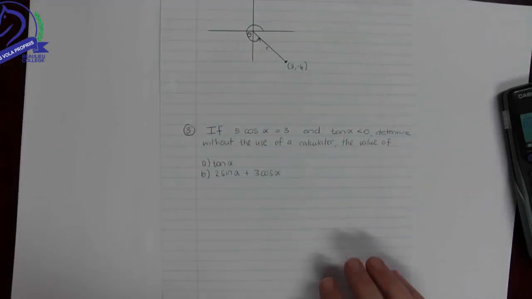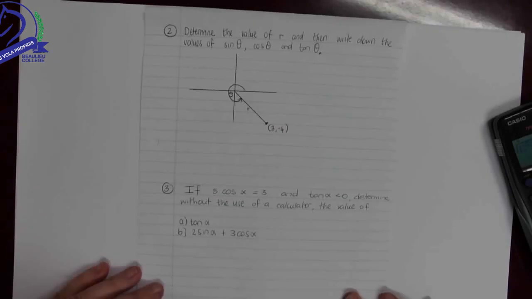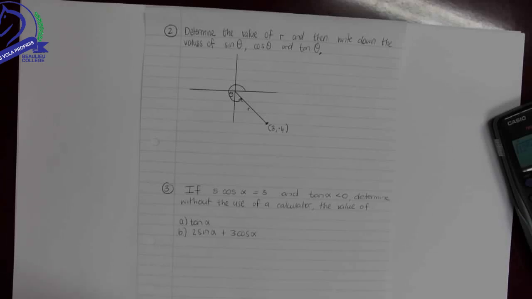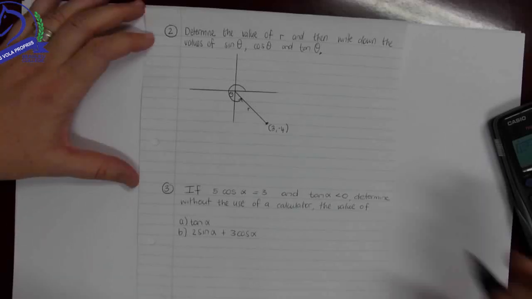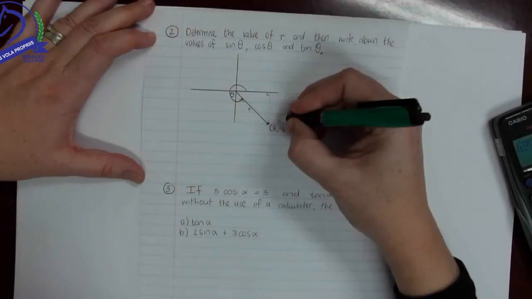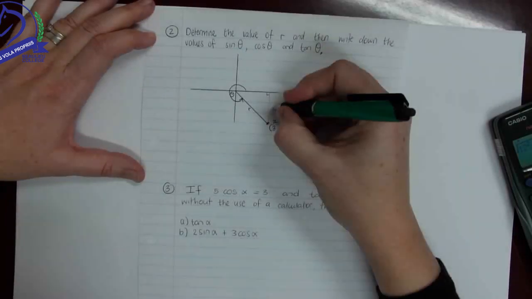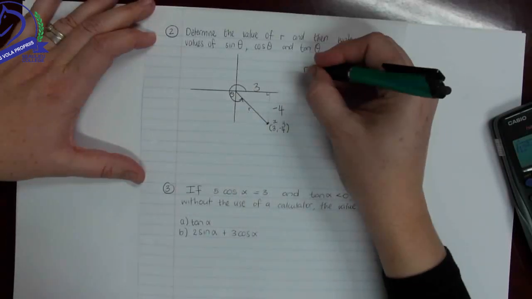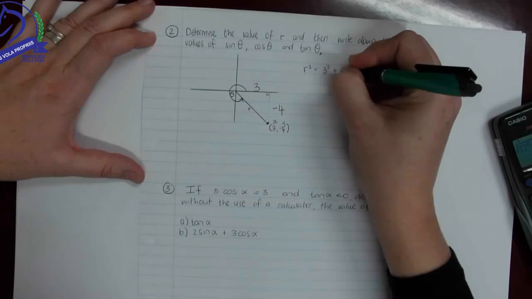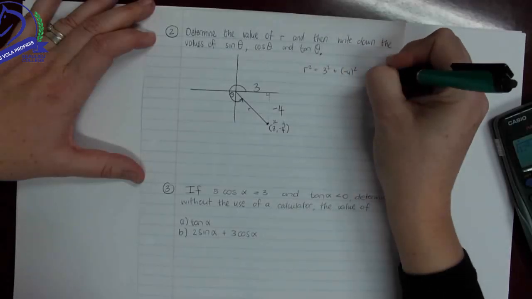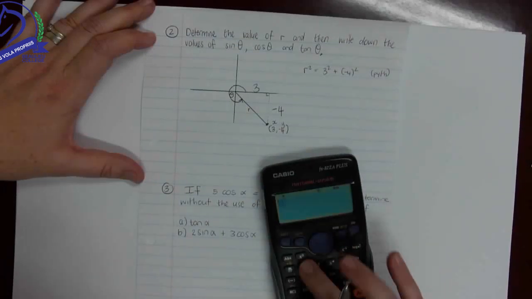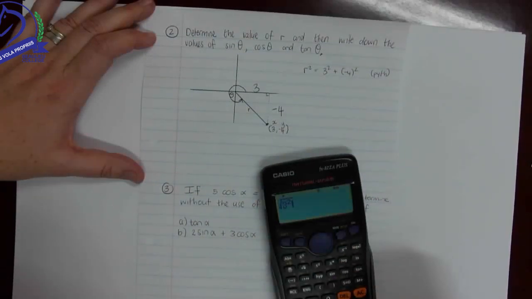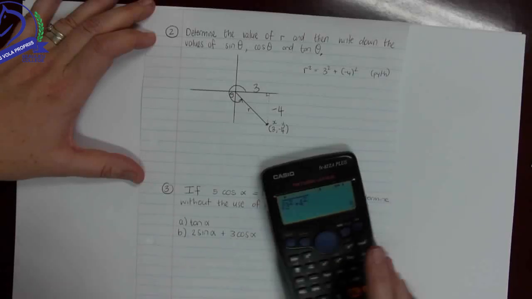Right, let's look at the second example. Remember, you can pause the video at any time to do this. Okay, so determine the value of R and then write down the value of sine, cos, and tan of theta. Right, so first of all, I see that my x value is 3, my y value is -4. Can I work out the radius? Yes, I can. 3 squared plus -4 squared will give me the value, so I have square root. If you are not able to work it out, you get 5.